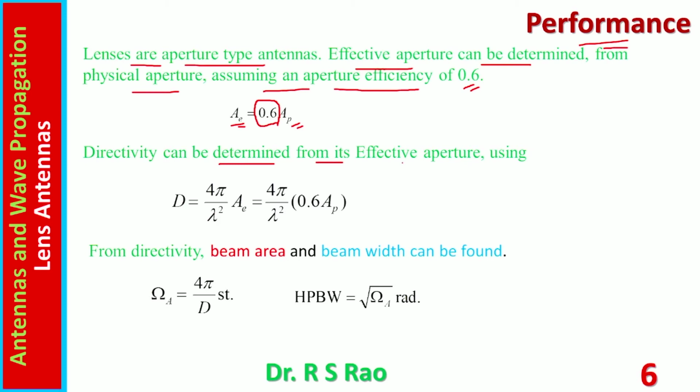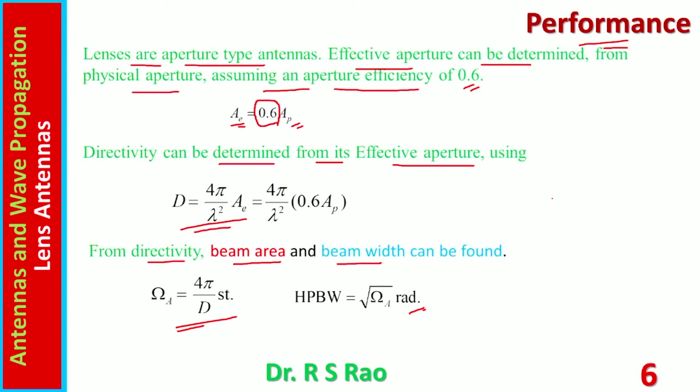Directivity can be determined from effective aperture using the standard formula: D is equal to 4 pi over lambda squared multiplied by AE. AE stands for effective aperture, which can be computed from physical aperture. From directivity, of course, beam area and beam width can be found using the formulas. Omega A, the beam area, is 4 pi over D steradians. Half power beam width is the square root of omega A radians. One more point also required to be mentioned here.